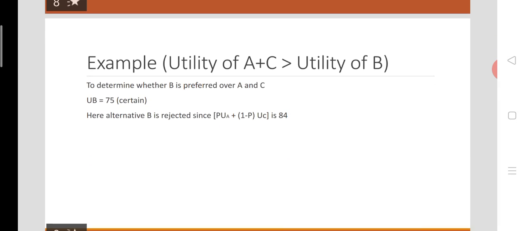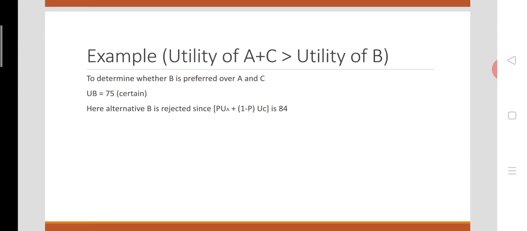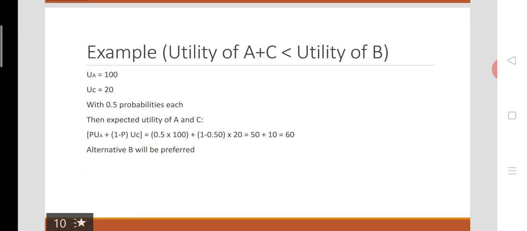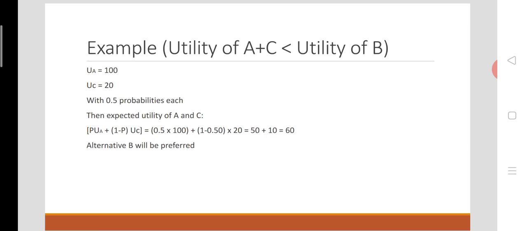Suppose the utility of B here is 75, that is the utility of the certain outcome, but the alternative A and C produce the expected utility of 84, then the consumers will not have any confusion. The individual will prefer the uncertain outcomes of A and C as its expected utility is greater than that of the certain outcome.